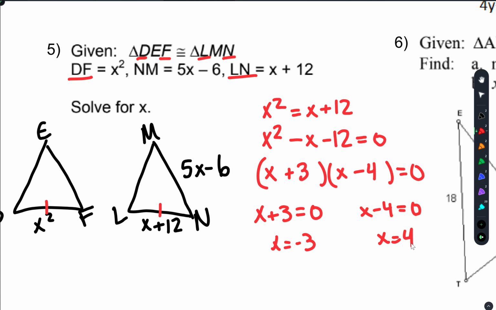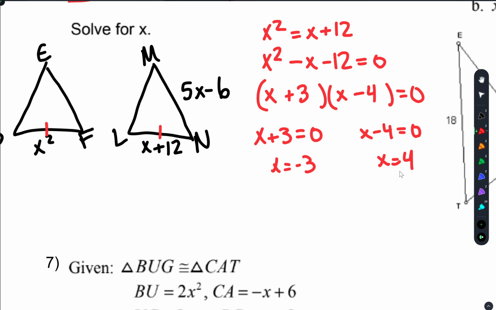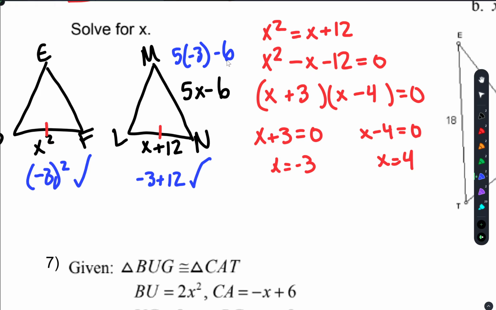I have a negative number here. x equals -3. I want to make sure that that works in my diagram. -3 squared, that gets me a positive number. -3 plus 12, that gets me a positive number. 5 times -3 minus 6, does that get me a positive number? Nope. So that automatically makes -3 extraneous, or not one of our solutions. So our only solution here is x equals 4. Questions on that?